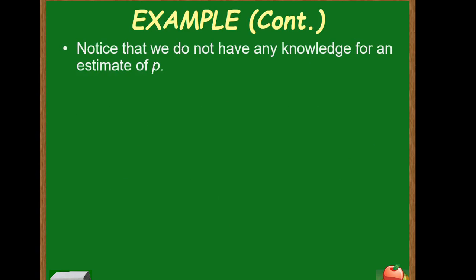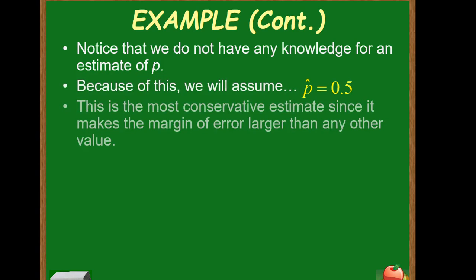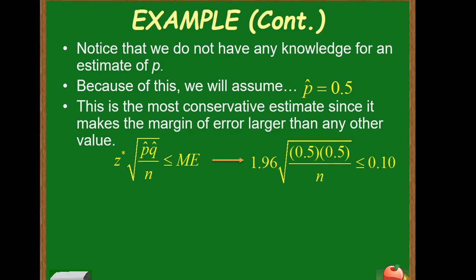So here we go. We're going to use p hat as 0.5. And again, this is the most conservative estimate since it makes the margin of error larger than any other value. So we'll take this formula and plug in everything, p hat and q hat, of course, being 0.5. So that gives us 1.96, which is the critical value for the 95% confidence interval, times the square root of 0.5 times 0.5 all over n, less than or equal to 0.10. And we just solve this inequality.